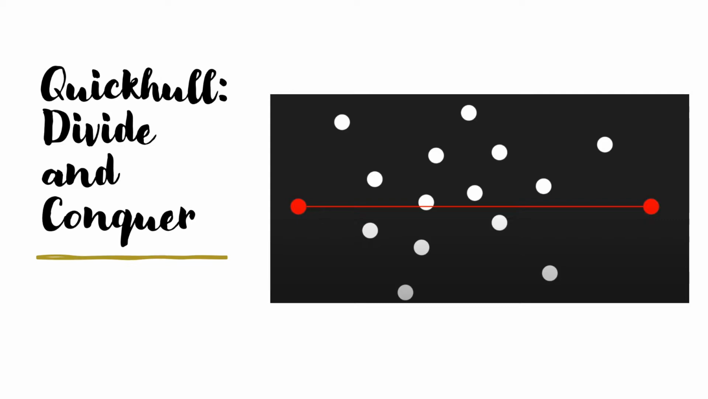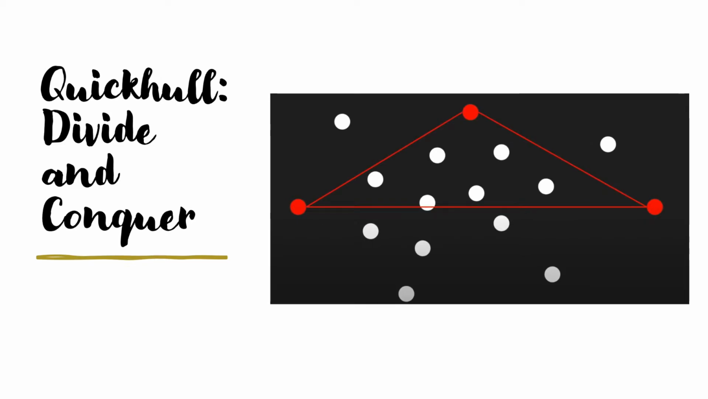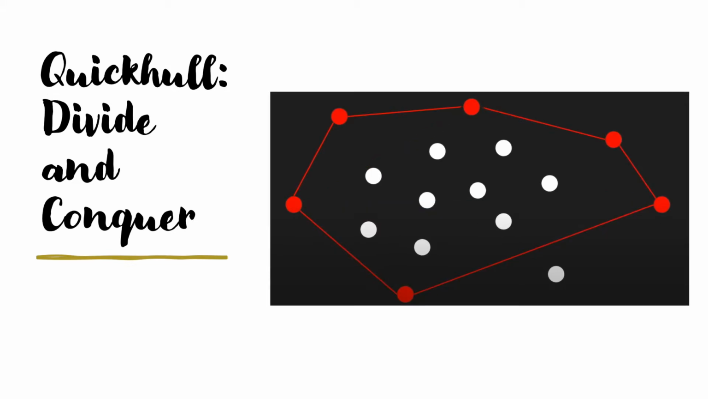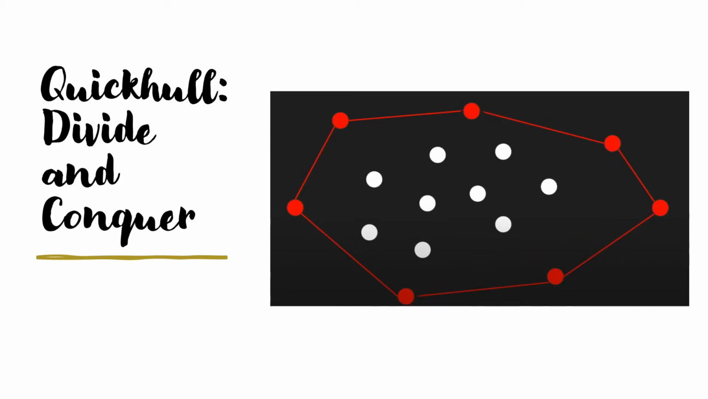Then lines are drawn from the two points on the line to the point furthest from the line. This point is also part of the convex hull. The points inside the shape formed cannot be part of the convex hull, so we can ignore them. We repeat this process until all nodes are either part of the convex hull or contained inside of it.